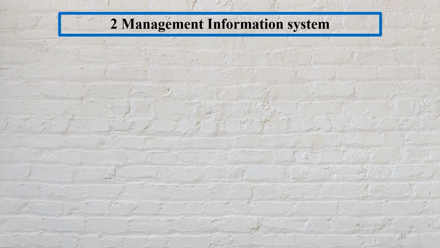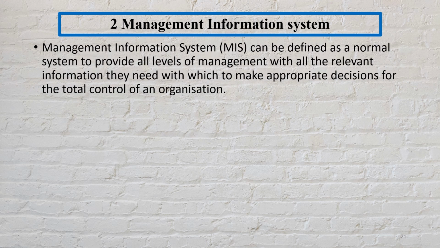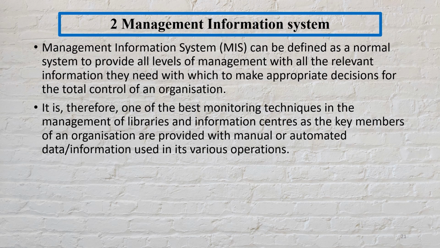Then we come to another technique, which is known as management information system, in short form called MIS. MIS can be defined as a formal system to provide all levels of management with all the relevant information they need with which to make appropriate decisions for the total control of an organization. It is therefore one of the best monitoring techniques in the management of libraries and information centers, as the key members of an organization are provided with manual or automated data information used in its various operations.